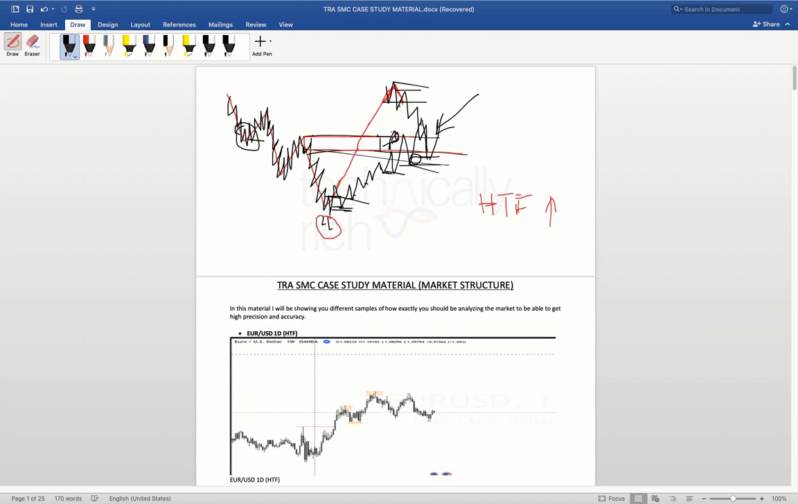Now, why are you selling now if the price is still bullish, if the market is still bullish? You are selling the retracement of the higher time frame. You know that the higher time frame has to retrace, so you should be selling. Now, on the lower time frame, you are going to have a break of structure.